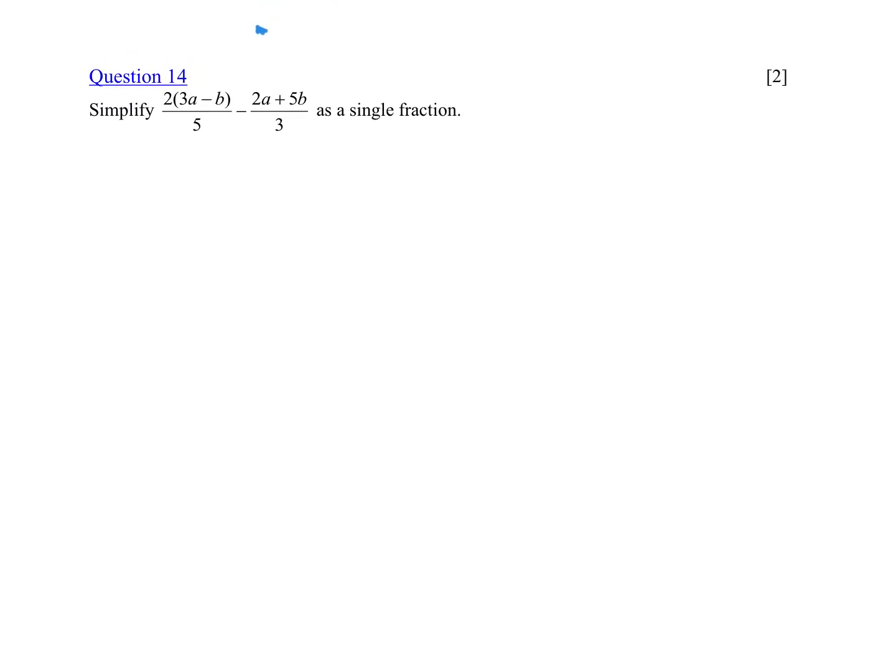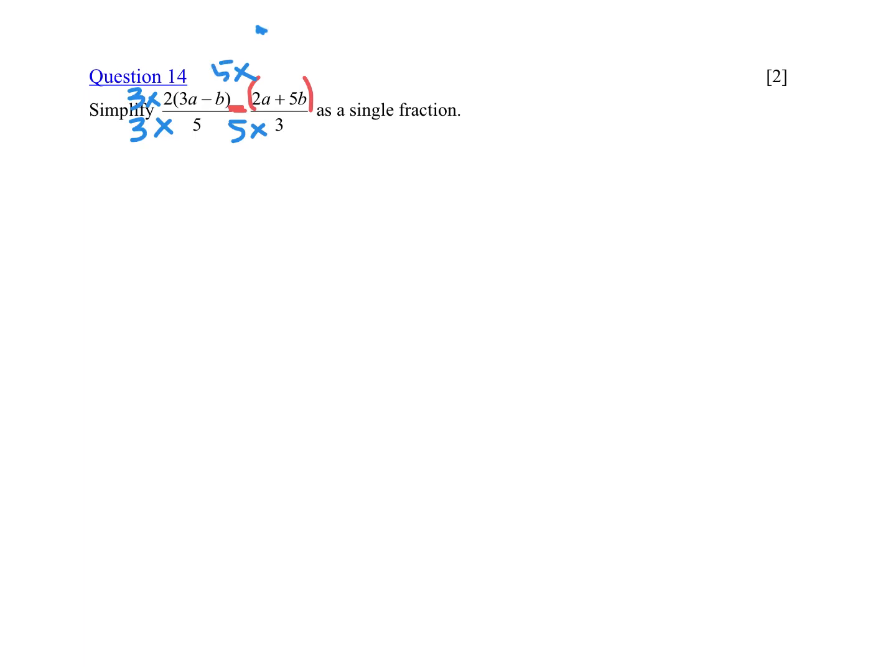Next question number 14. Simplify the following as a single fraction. Now you notice that there are two different denominators here, and as usual, we have to take note of the common trap. This one is a negative sign, so please remember to put brackets as well, and there are two terms in it. So we're going to try to make them the same denominator. So 5 and 3, the common multiple will be 15. So I multiply by 3, multiply by 5.